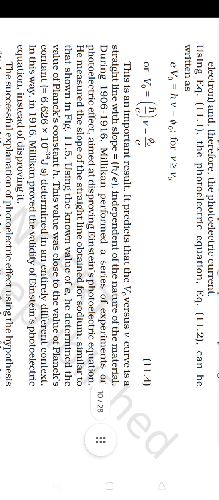This is an important result. It predicts that the V0 versus ν curve is a straight line with slope equal to h upon e, independent of the nature of the material.